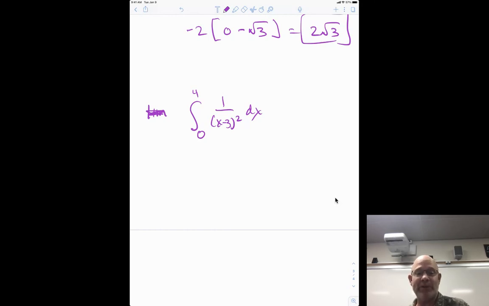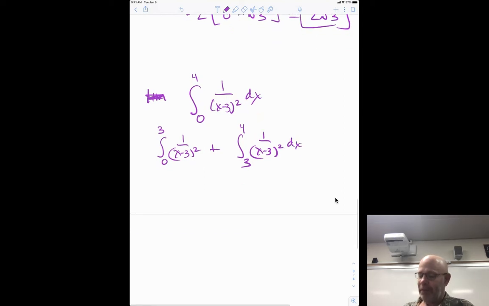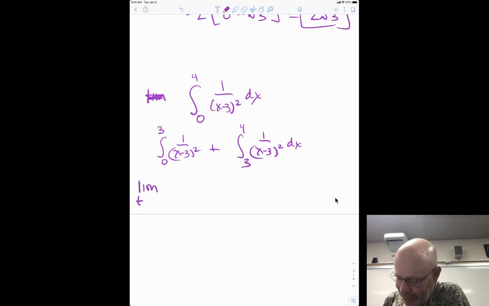So notice there's an asymptote at 3 in this problem, right? 3 minus 3 is 0. So what we're going to do is break this up into 2 different problems. One from 0 to 3, and then one from 3 to 4, because that's where that asymptote is. And then we're going to plug in the t's and do some antiderivatives. So I'll go ahead and plug it in. Limit as t approaches 3 from the left in this case, right? Because we're between 0 and 3.